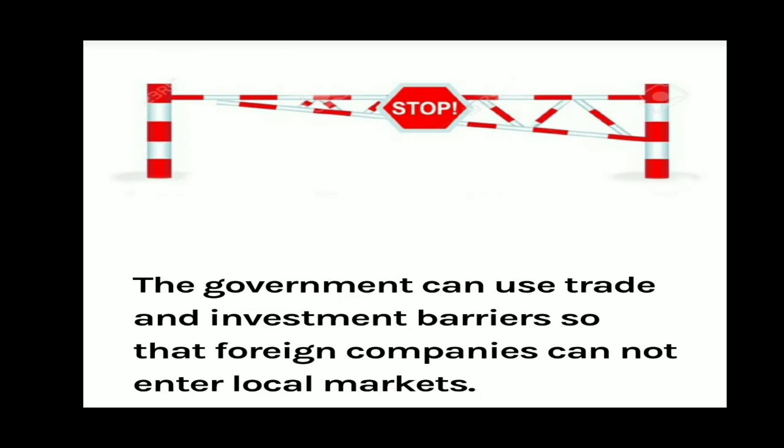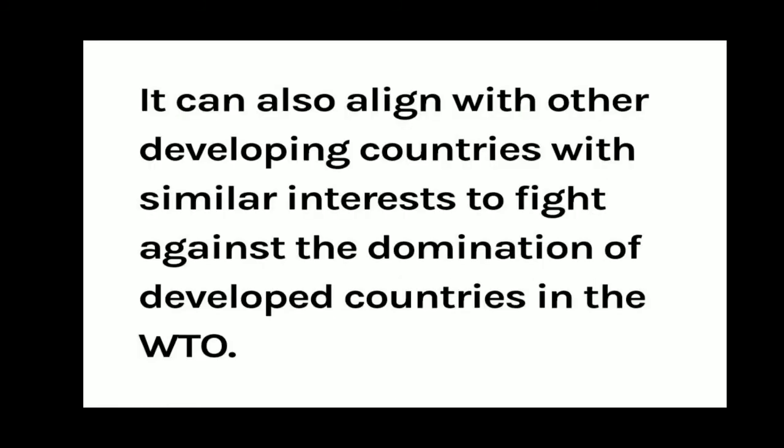The government can use trade and investment barriers so that foreign companies cannot enter the local market. This is another step taken by the government to make globalization more fair. It can also align with other developing countries with similar interests to fight against the domination of developed countries in the WTO. This is the fourth point considered to make globalization more fair.